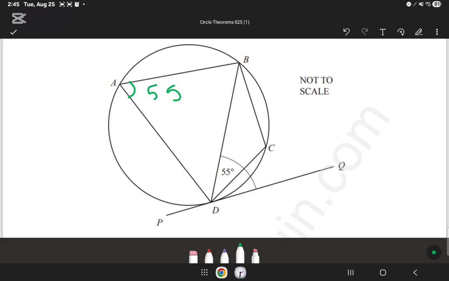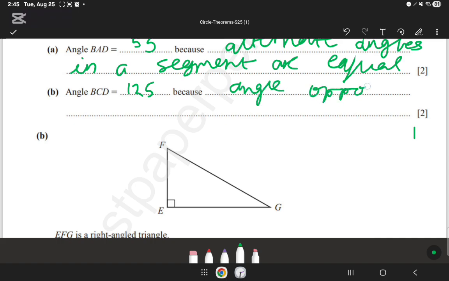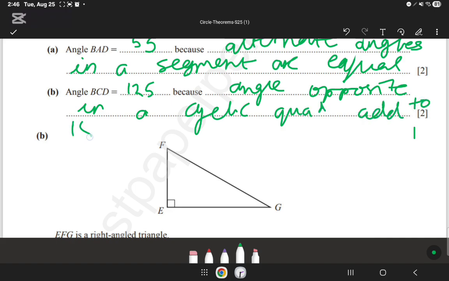we can see this is a cyclic quadrilateral, so we simply do 180 minus 55, which is 125. So let's write that down with reasoning. Angles opposite in a cyclic quad add to 180.